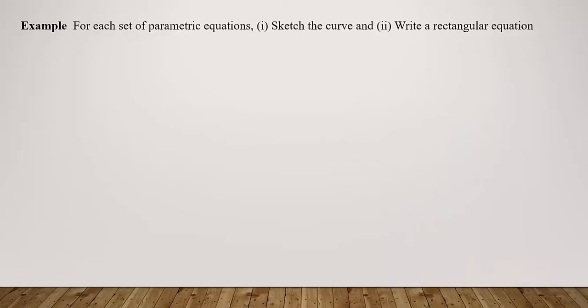And continuing on, we have another example. So for each set of parametric equations, first thing, sketch the curve. The second thing, write a rectangular equation. Part A is x equals t squared minus 1 and y equals t cubed minus t. And in part B, x equals 3 sine theta minus 1 and y equals 2 cosine theta plus 2.